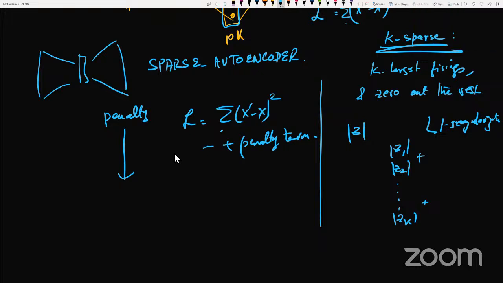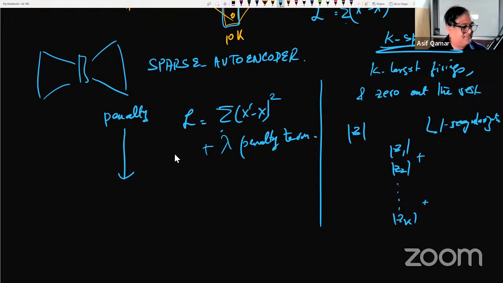Go ahead. So Asif, the first strategy was to have the K largest firings and zero the rest. Yeah, and in the second strategy, you added all those neuron values as a penalty, right? Right. Okay. As the absolute value as a penalty. Right. This is it. And Prashant, you have taken ML 100 with me. You remember that? Yeah. And we talked about L1 regularization. Yes. Right? So that is what it is. You just add that penalty term.